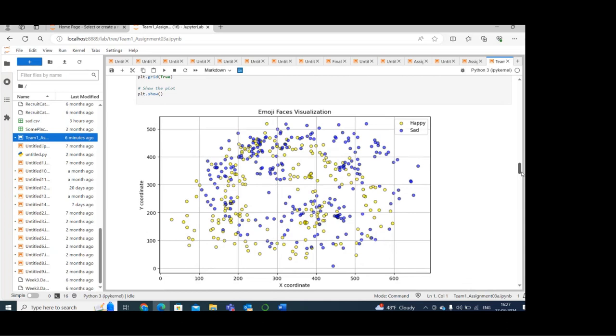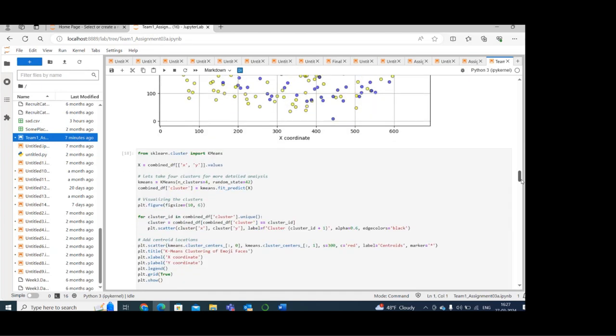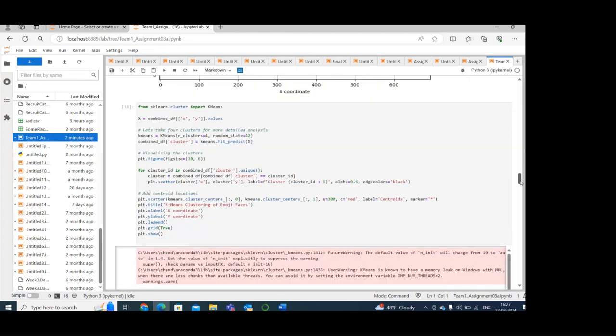As you can see, this is the emoji faces visualization, and you have X and Y coordinates. The blue dots are the sad emojis and the yellow dots are the happy ones. So it is a mix of both. You can say it is a happy, sad face if you want. Now going to the next part, we will be talking about k-means clustering and how we did it. And my friend Prashant is going to explain it now.